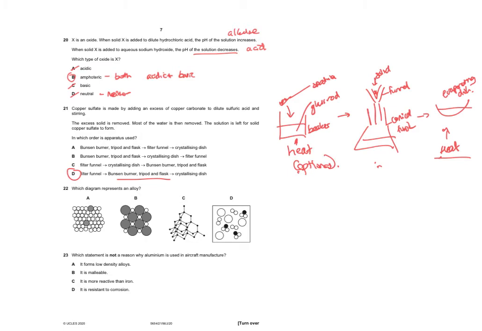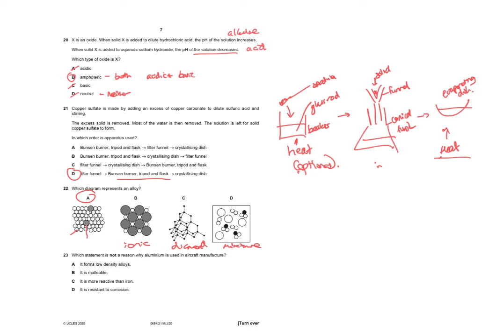Which diagram represents an alloy? So it's going to be A. This is diamond. This is a mixture, but not solid. And this is ionic. And this is our two different size metal ions.